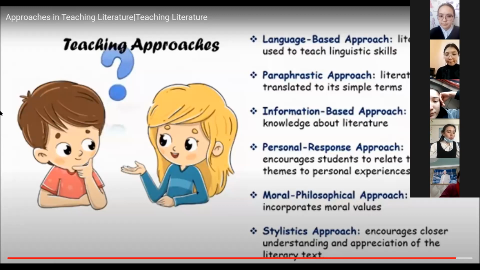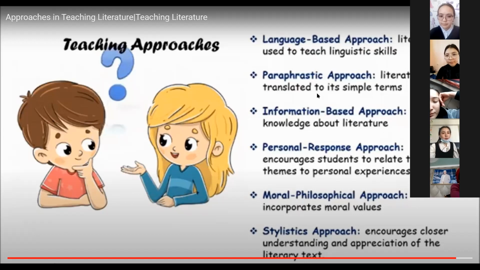At the beginning of my lecture, I said that we have three models of teaching literature. The cultural model. What are they, please? Could you tell me? Cultural model. Personal growth model. And language model. So the information-based approach is an approach which is connected with the cultural model.